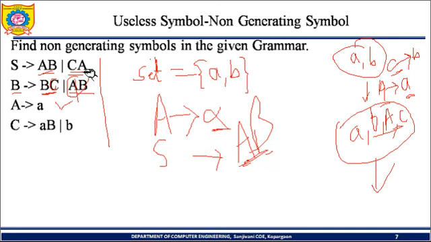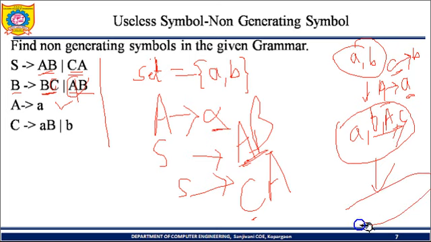But S has one more production, S tends to CA. Capital C is generating as it is present in the set of generating symbols. Capital A is generating as it is present in the set. So that's why capital S is also generating, and we need to add it into the set. So the set of generating symbols consists of small a, b, capital A, C, and S. S is added because of the production S tends to CA.